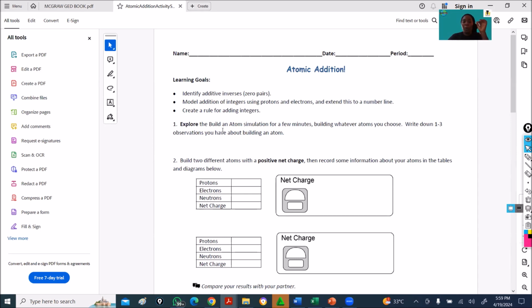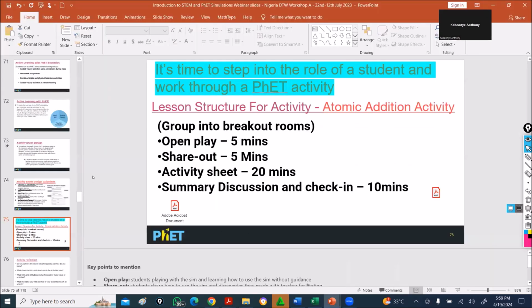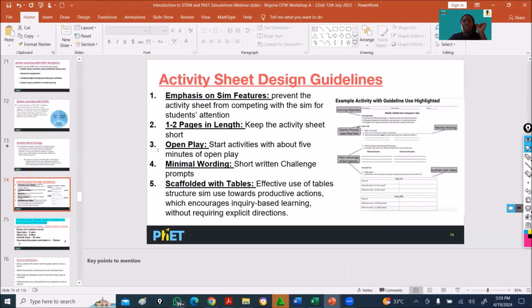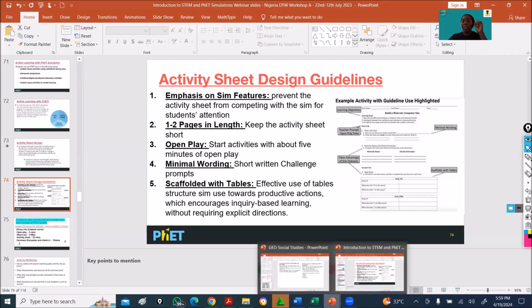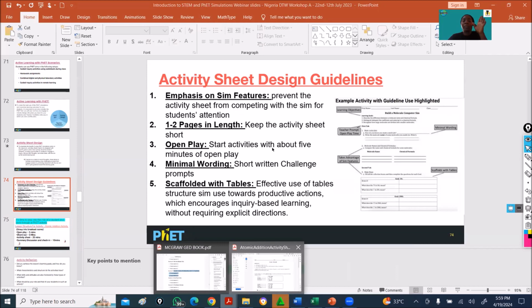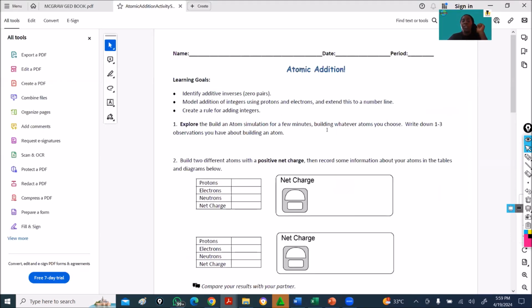It says explore. As I said, one of the major features of activity sheets is open play, which is I explore. Your students should always explore the sim, and you will see the importance when you are on the Coursera course. So here it says explore, and it says write down 1 or 3 observations you have about building an atom.